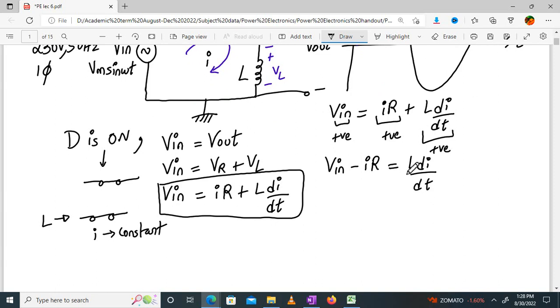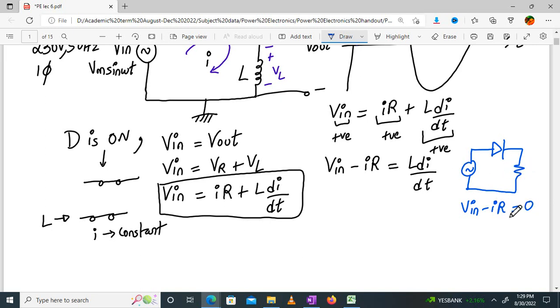Correct now? Now, in case of a resistive load, let me quickly explain that. When there is a resistive load like this, I have a diode and I have a resistor. This time, what will be my equation? It will be V in minus IR is equal to 0. There is no L component. So whenever a diode is on, my equation will be V in minus IR is equal to 0.